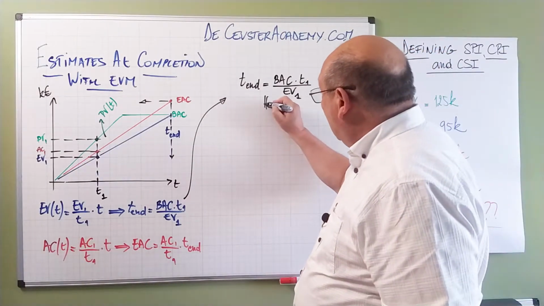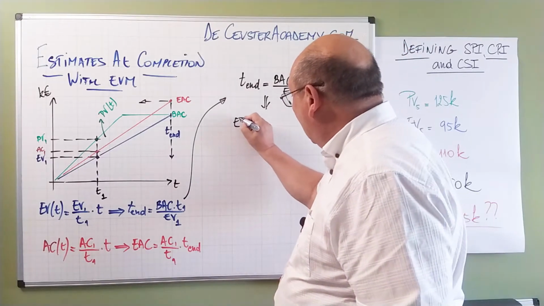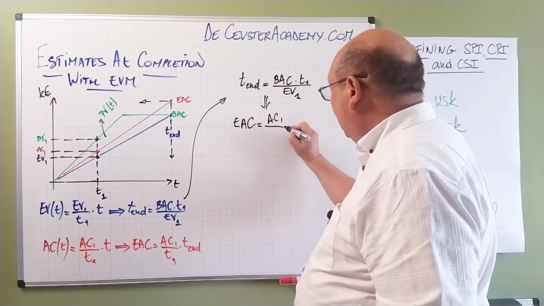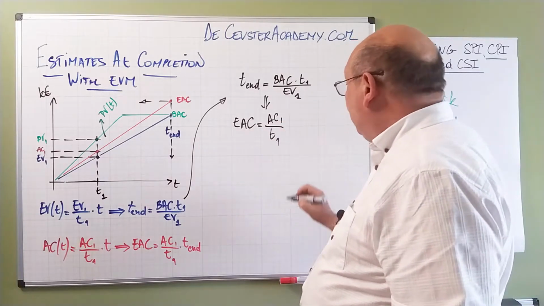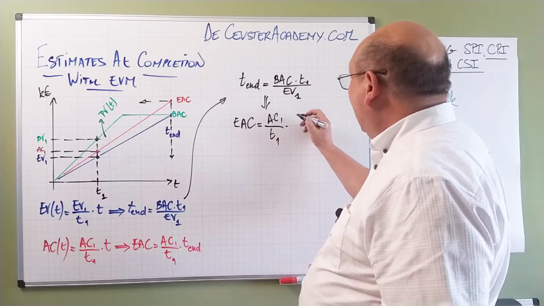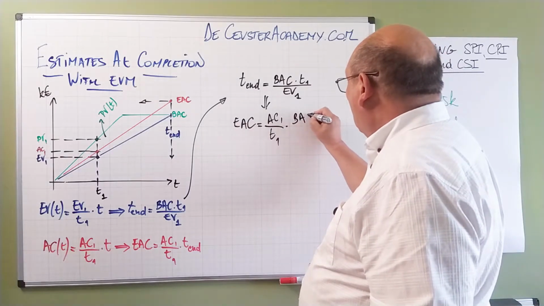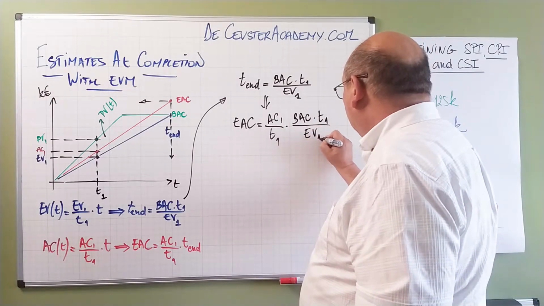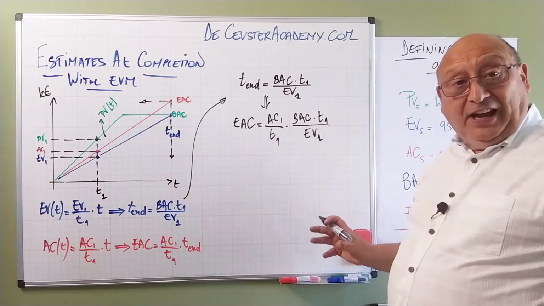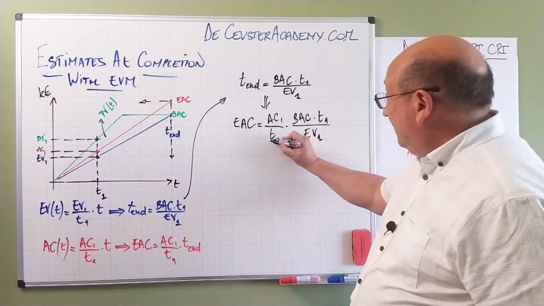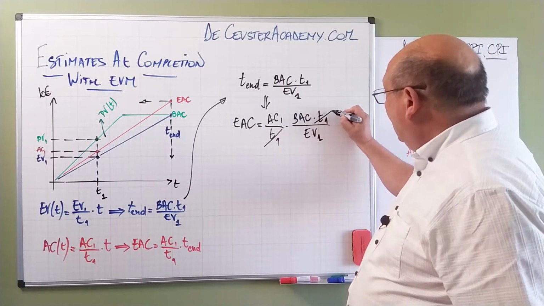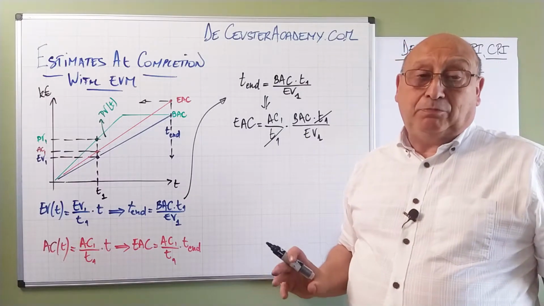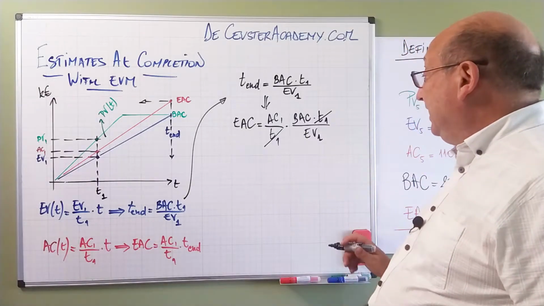So this is the starting point, and we bring this into this equation. So basically we change it: the estimate at completion is now AC1 divided by T1 multiplied by T end, and T end is budget at completion times T1 divided by EV1. And what's very nice to see in this equation is that automatically we can eliminate T1 because T1 is both in the numerator and in the denominator.